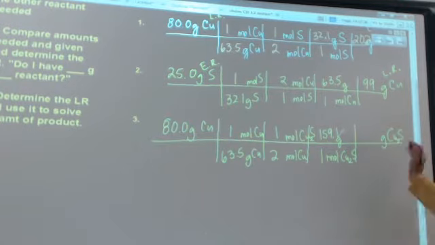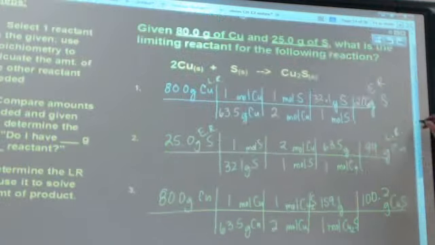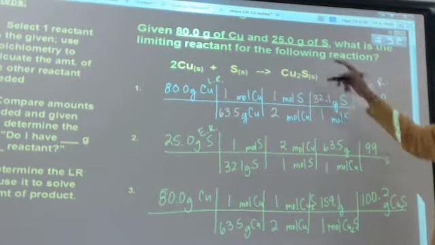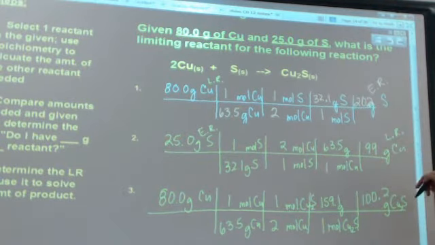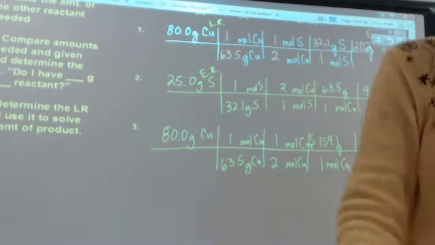And then when I plug that into my calculator, and you guys can go ahead and do so, you'll see that if you use 80 grams of copper, you're going to use all that up, but you're going to have sulfur left over. You're only going to use about 20 grams of sulfur, and you're going to make 100.2 grams of copper 1 sulfide.